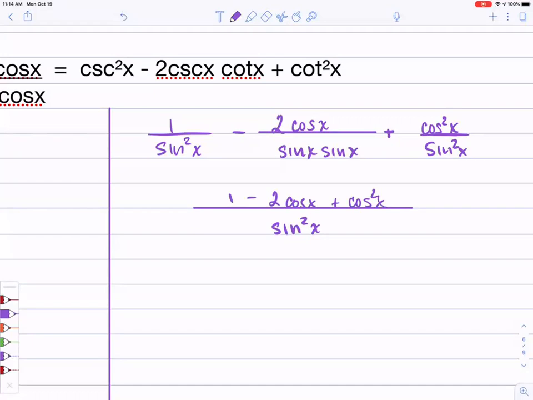Now, what can I do with that? Aaliyah, what are your ideas on that? You're not sure, you're stuck? Okay, so what do we do when we're stuck? Go to the other side. It's okay to be stuck. Let's go to the other side.